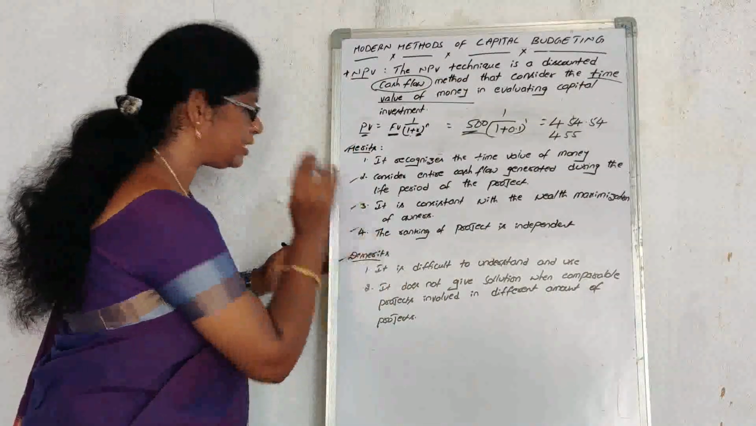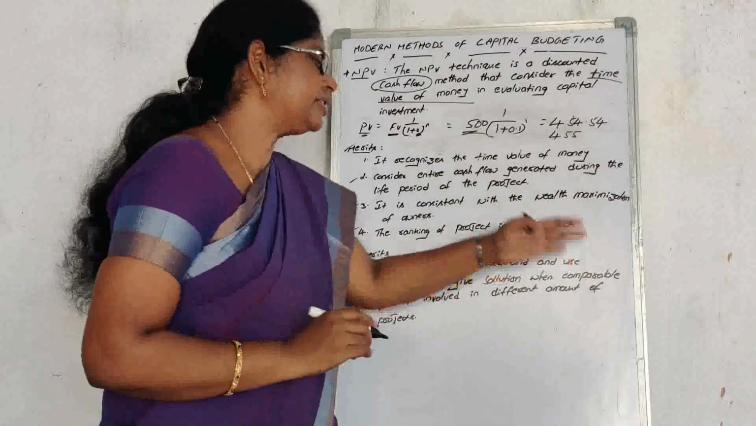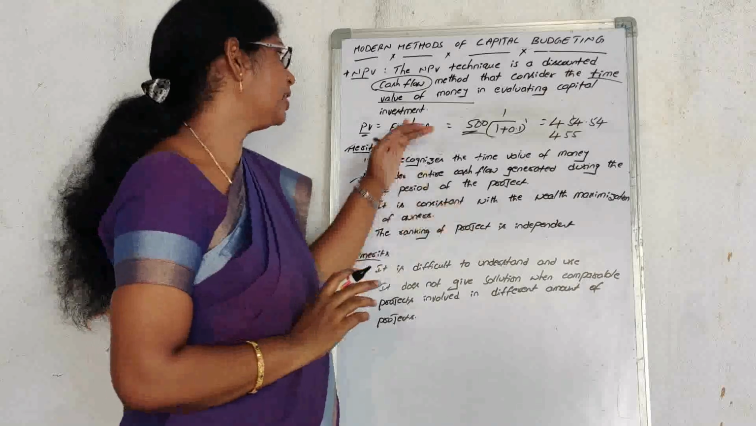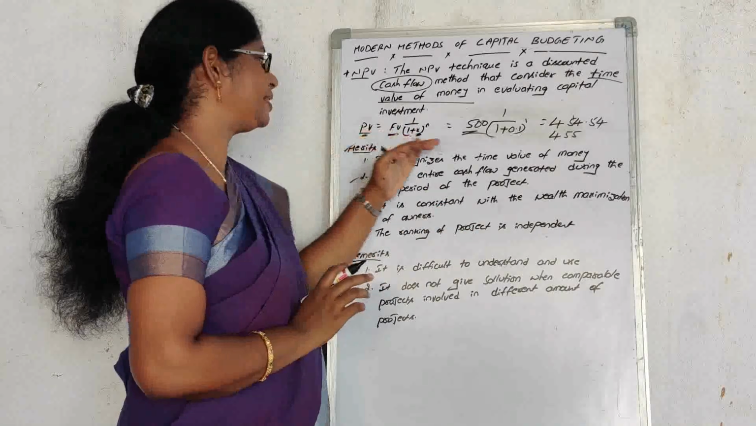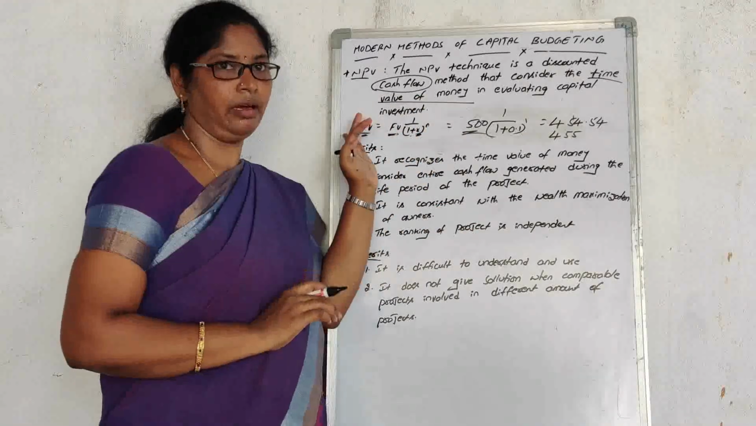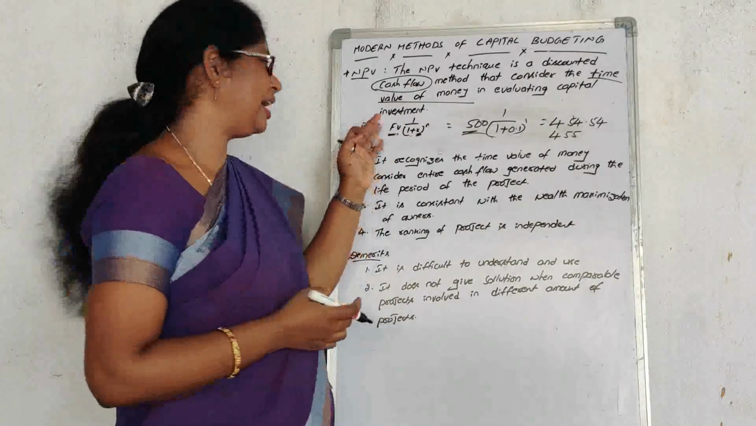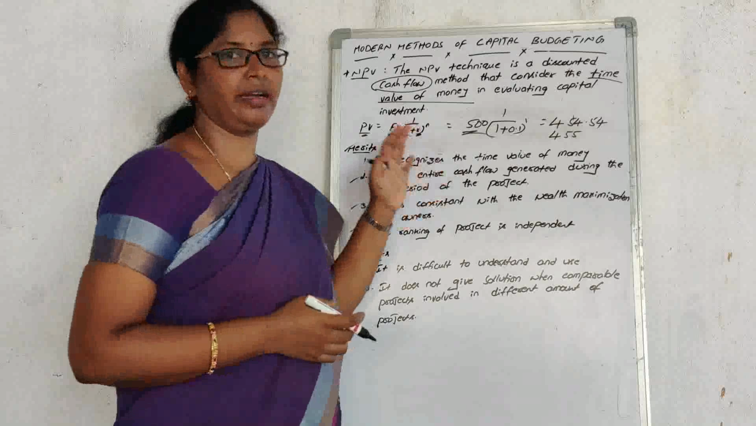And coming to the demerits, it is difficult to understand and use. Why? Because we have to follow the present value concepts. Laymen may not understand the present value concepts. So that's why it is somewhat difficult to understand.